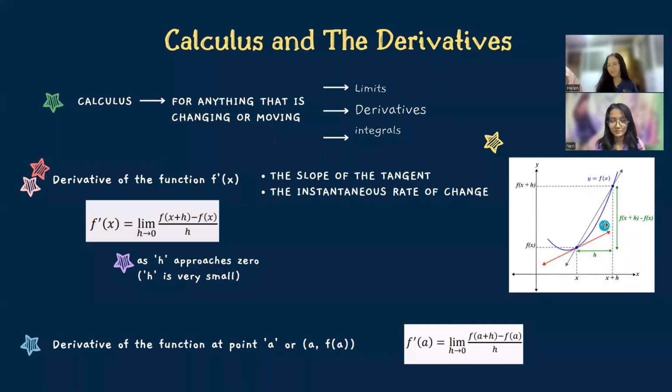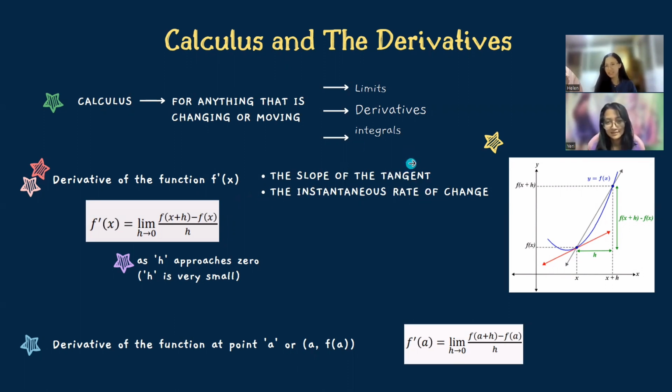Before talking about the derivative, we also have to know what calculus is and what we use calculus for. Calculus is for calculating anything that is changing or moving, and we have three areas to cover in calculus, mainly limits, derivatives, and integrals. But do not worry, we only have to focus on the derivative today. So what is the derivative? The derivative of a function can also be explained as the slope of the tangent or the instantaneous rate of change. We are already familiar with this.